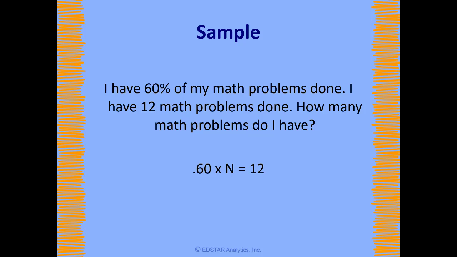So we're going to set up the equation the way you set it up when the whole is missing. 60%, we write that as 0.60, times N, the secret missing number, equals 12. So 60% of the whole, which is what's missing, is 12.